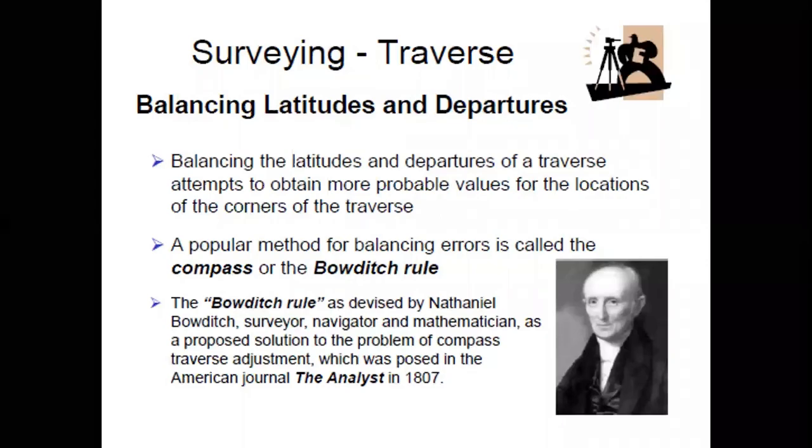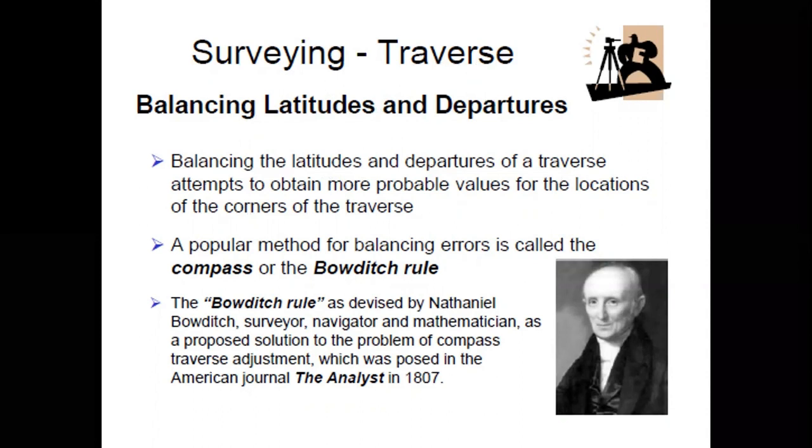Our lesson for today is about the compass rule, or how to adjust the given traverse by balancing the latitude and departures. Balancing the latitude and departure for a traverse attempts to obtain more probable values for the locations of the traverse. A popular method for balancing errors is called the compass or the Bowditch rule.